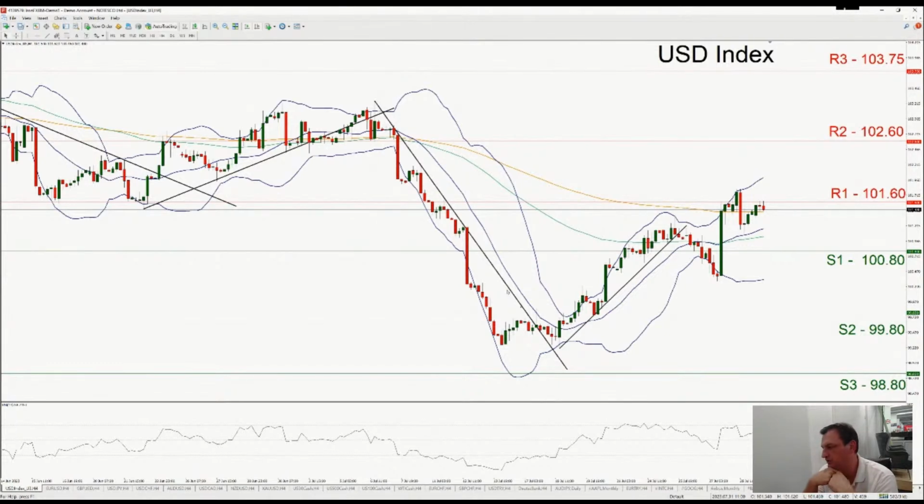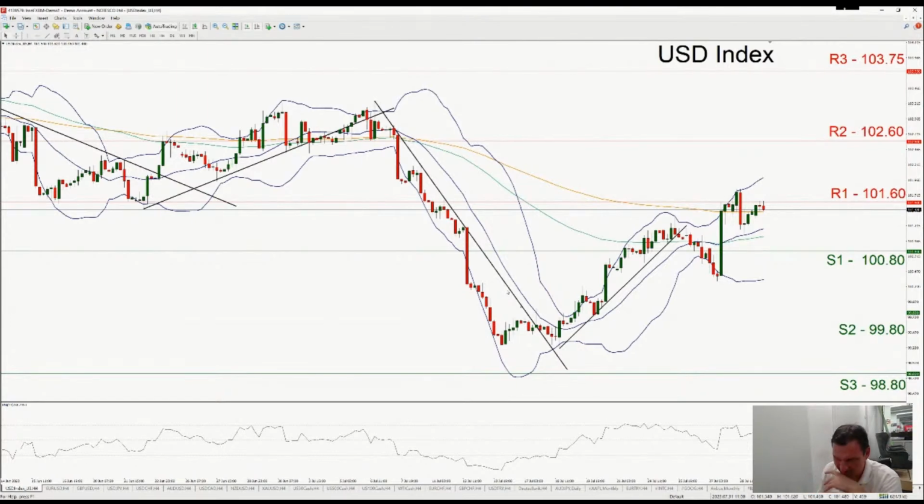Should the bulls take over, I would expect the price action to rise, break the R1, 101.60, which served the index well in the past 48 hours, and start aiming for the 102.60 resistance level. To the downside, and should the bears take over, we may see the price action dropping, breaking the S1 100.80, and aim for lower grounds.